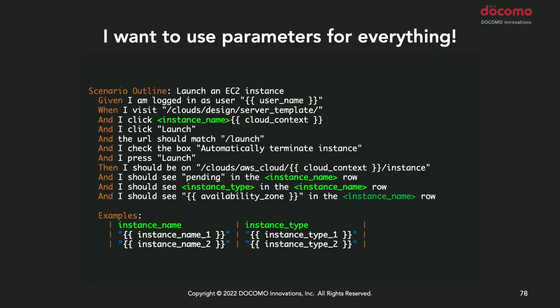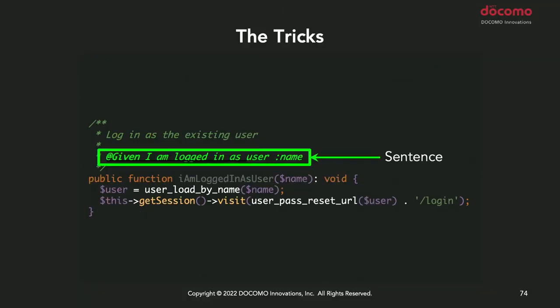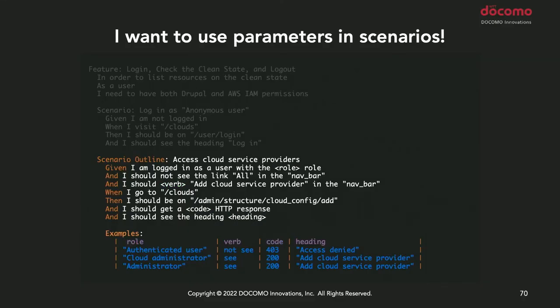If we don't have our custom template, we need to fill out the blue words, which are static words, like access denied, add cloud service provider, authenticated user, cloud administrator. So this test scenario is basically static. Even though we can give parameters, this file itself is static. When we want to publish the test code to Drupal.org, that's okay. This is a static test scenario.